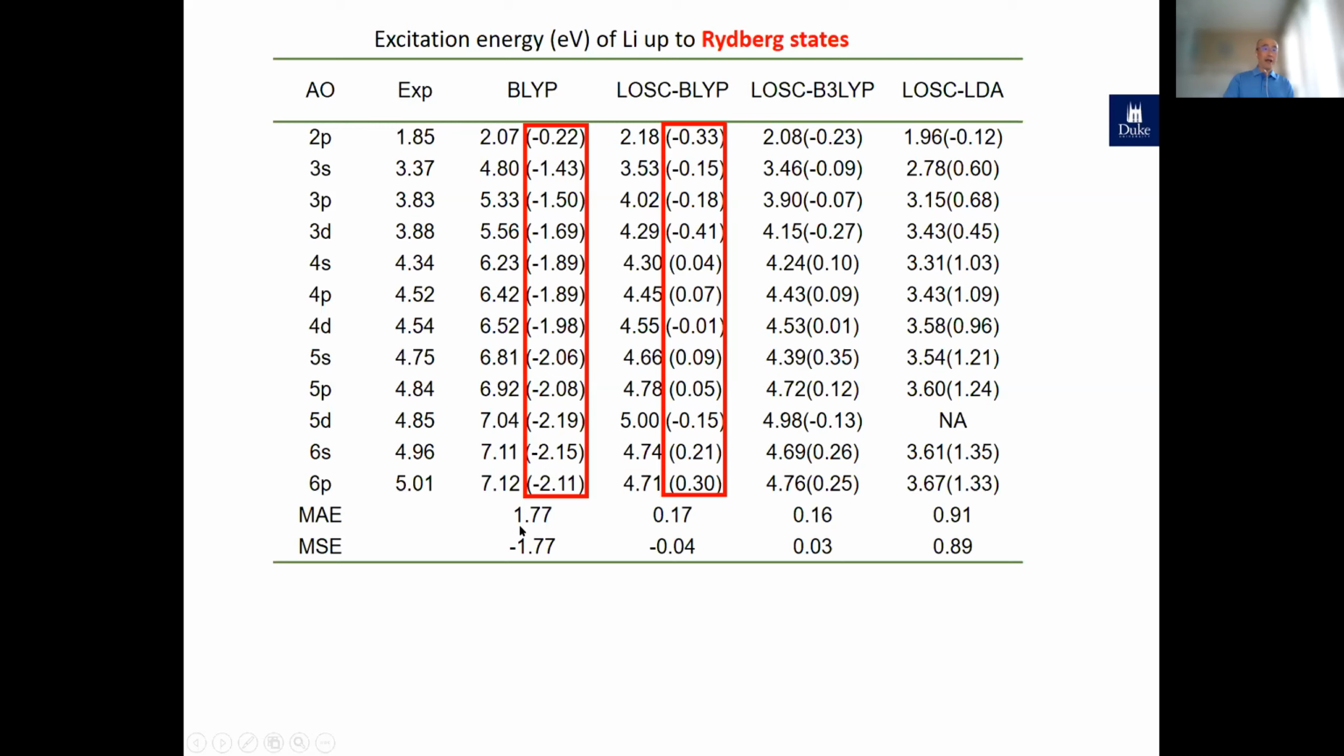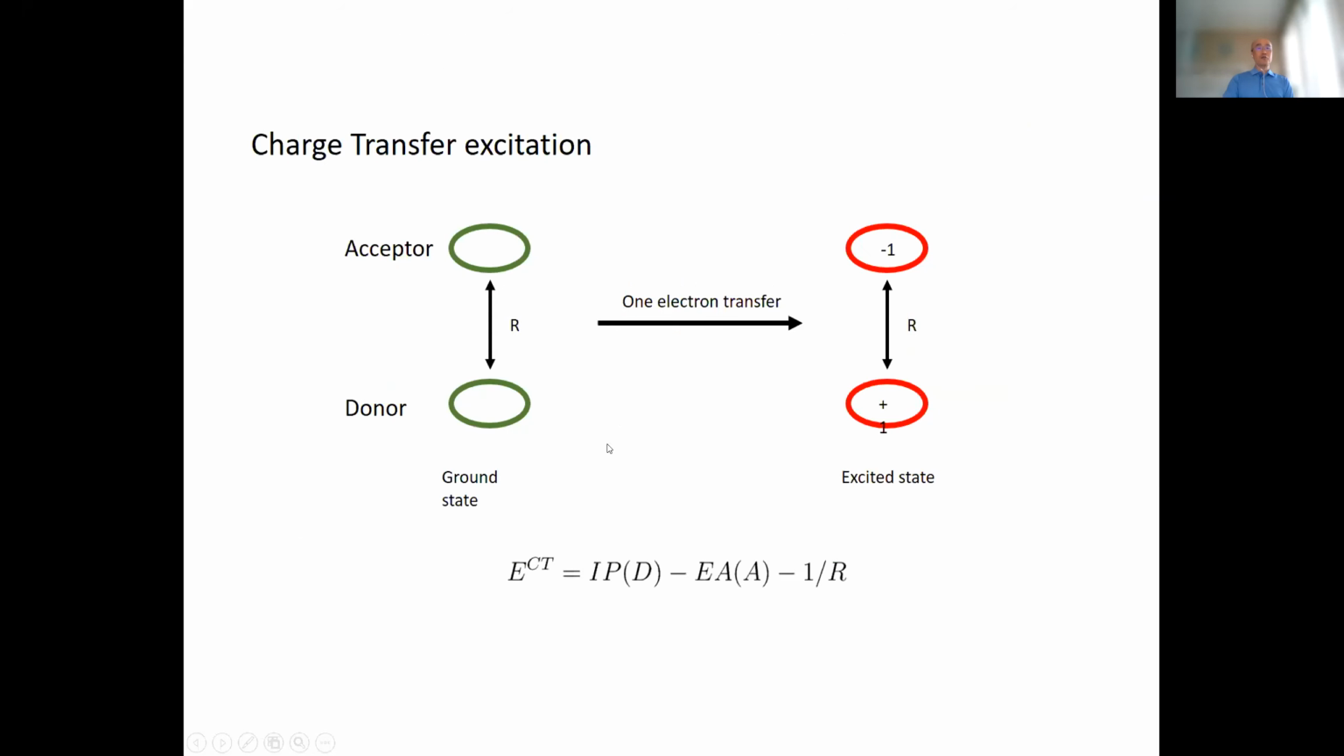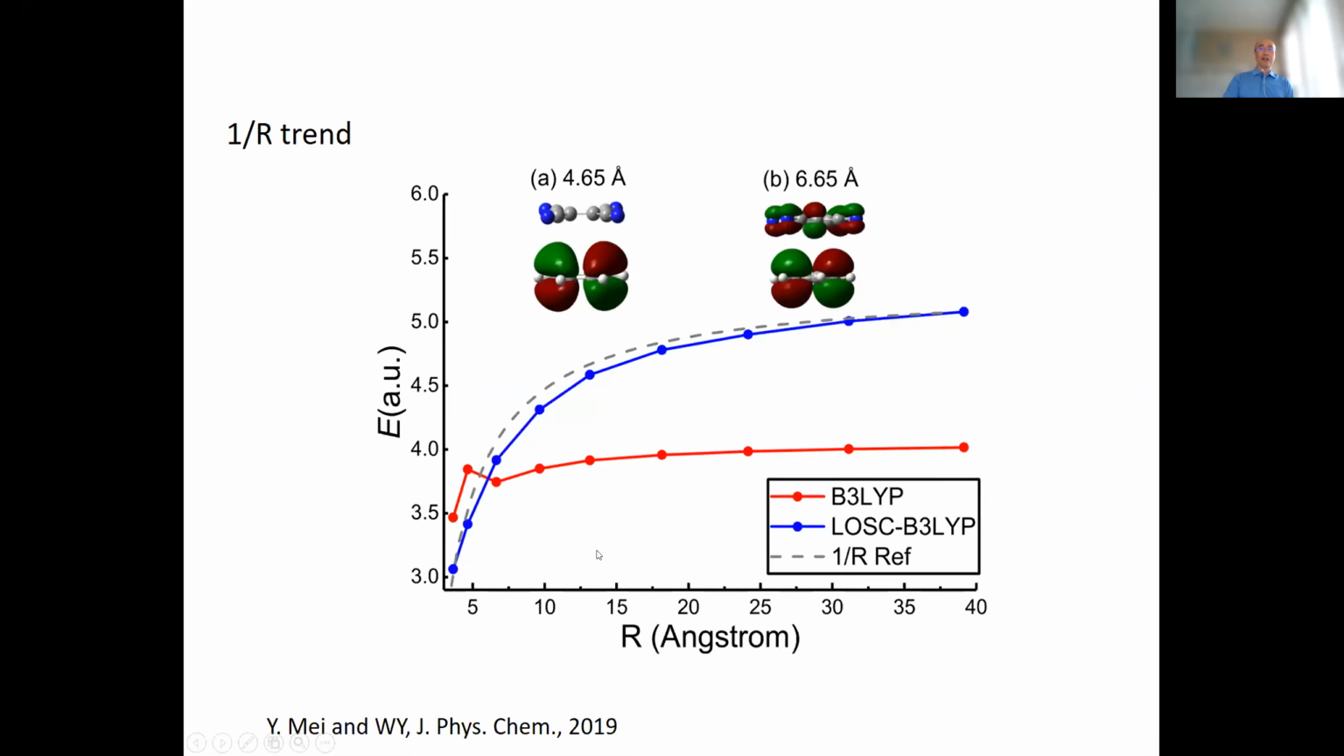B-LYP will give you very bad Rydberg state energies, but lOSC B-LYP will get you very good Rydberg states, because with lOSC we corrected the delocalization error. And then charge transfer definitely needs the lOSC correction, and we proved that it has the corrected 1/r dependence.